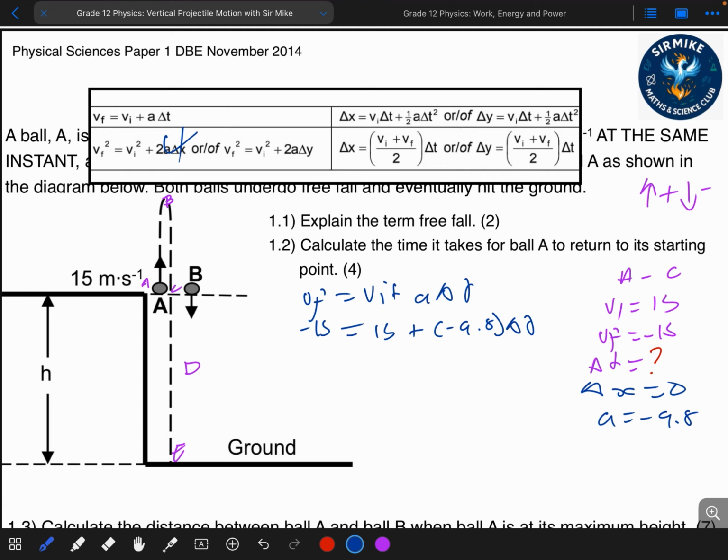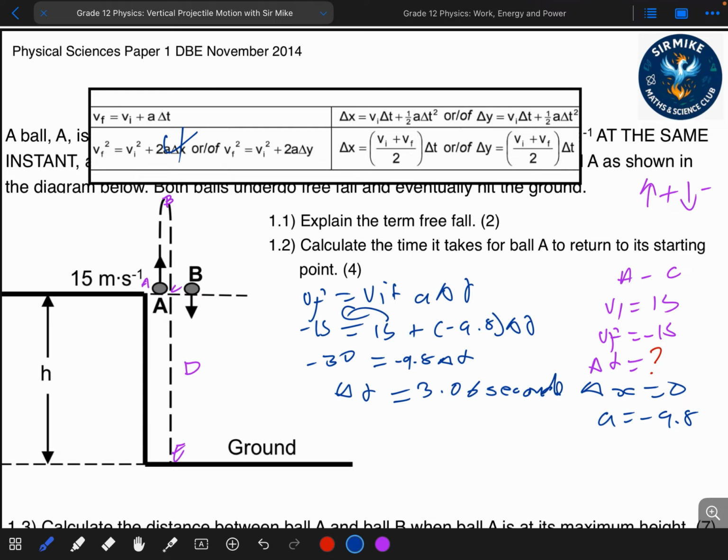If I take this to that side, it becomes negative 15 minus 15, which is negative 30. So it equals negative 9.8 multiplied by delta t. Dividing by negative 9.8 on both sides, you find your delta t to be 3.06 seconds if you round that off.